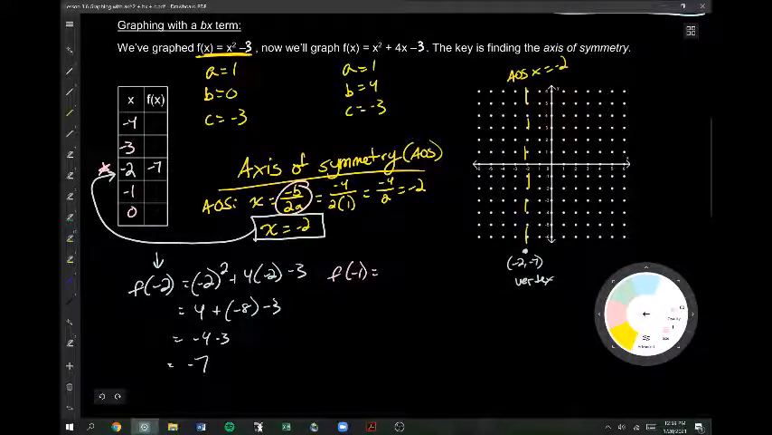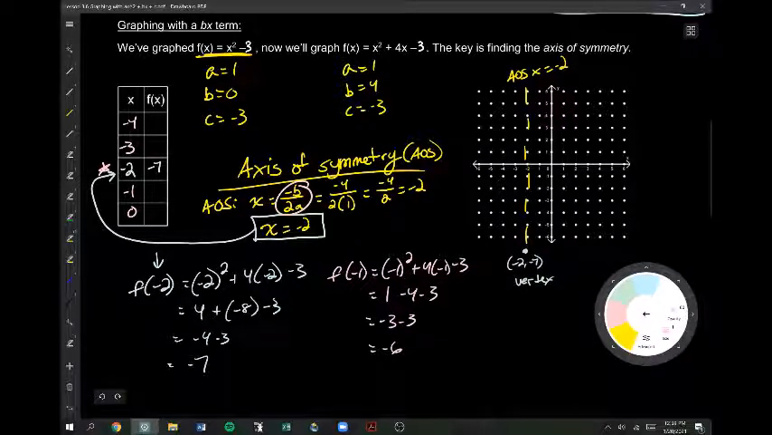That's going to become negative 1 squared plus 4 times negative 1 minus 3. Negative 1 squared is 1. 1 minus 4 is negative 3. And negative 3 minus 3 is not 0, it's negative 6. There's going to be a point here at negative 1, negative 6. But that also means, because of the symmetry, there's going to be a point here.